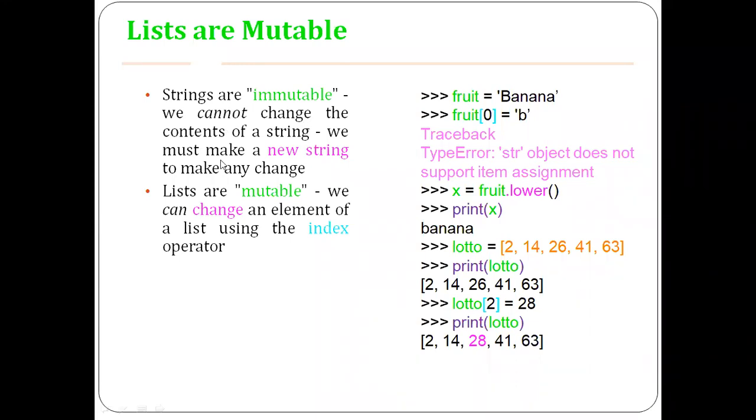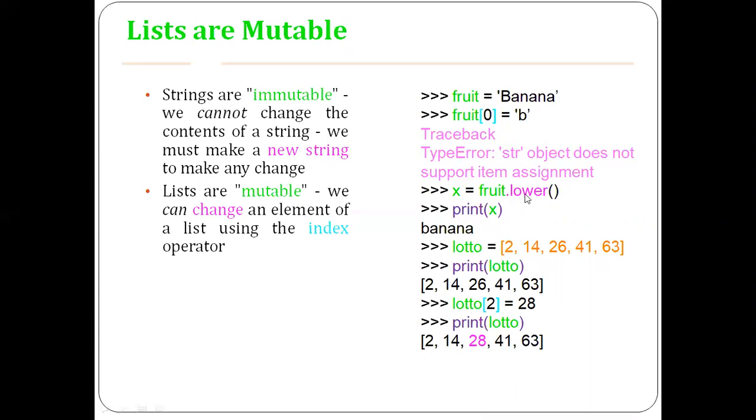We cannot change the contents of a string. We must make a new string to make any changes. Look at this one: fruit is equal to banana, and fruit of 0 is equal to b. I want to change it to a smaller case b here. So it is going to generate an error message stating that the string object doesn't support item assignment, because strings are immutable. You cannot change it.